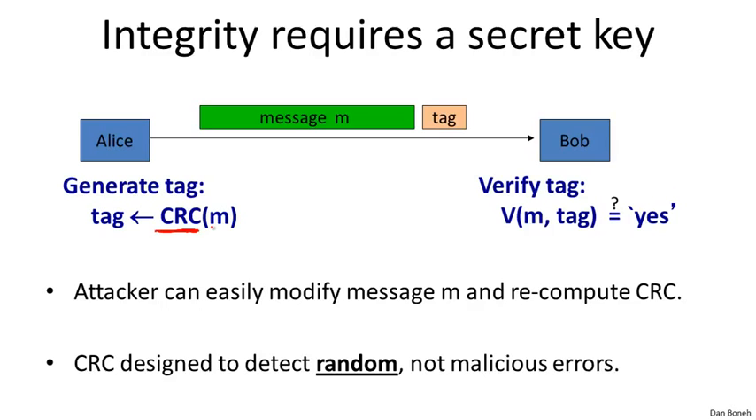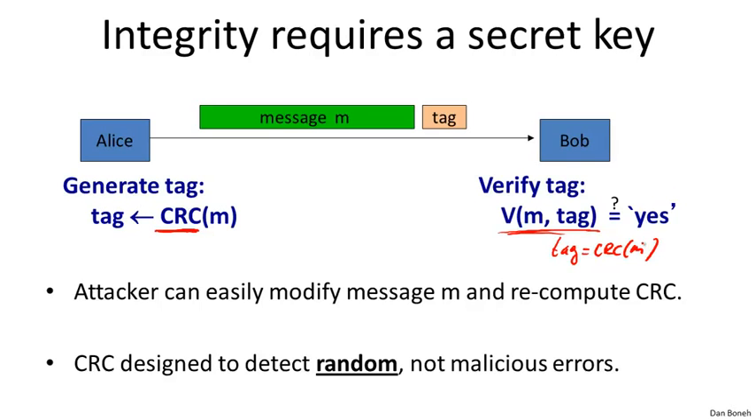She sends it over to Bob. Bob will basically verify that the CRC is still correct. In other words, Bob will still verify the tag is equal to CRC(M), and if so, the verification algorithm would say yes, and otherwise the verification algorithm will say no. So the problem with this is very easy for an attacker to defeat.